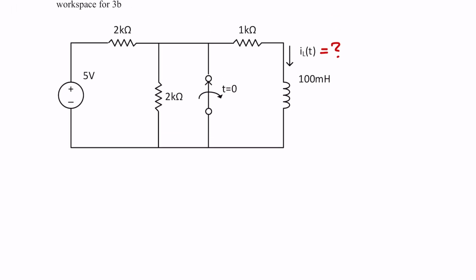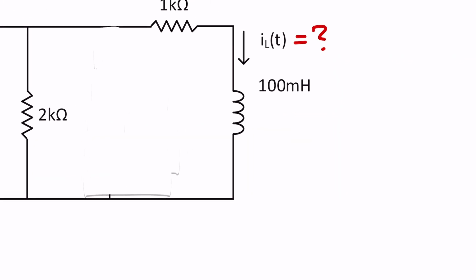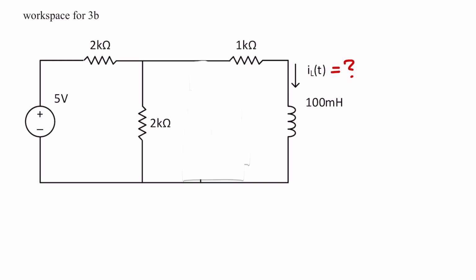First of all, let's figure out what we know already. We know that time is greater than 0, which means this switch opened up. So we can actually just get rid of it. Let's get rid of this thing over here. Boom. Now that that's gone, what we need to find is iL(t) is equal to what?